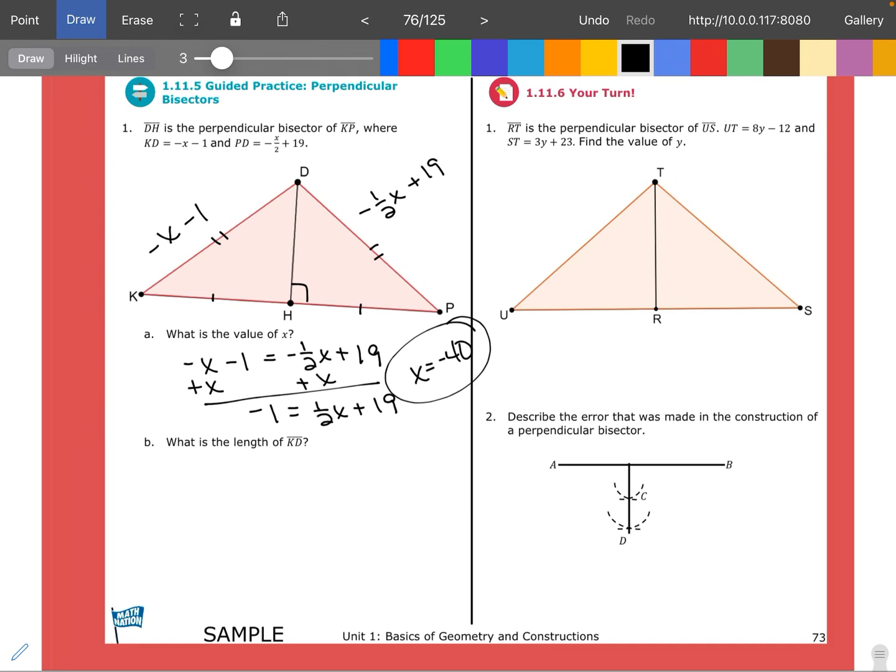What's not okay is for length to be negative. So it says, what is the length of KD? So let's make sure that our answer does not come out negative. We would have negative x, which x is negative 40, minus 1. So that works out perfectly because minus a negative is positive. So 40 minus 1, our length is 39 units.